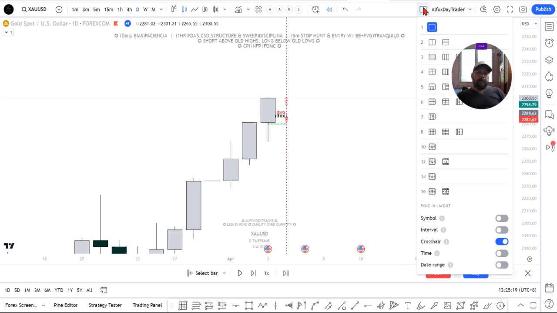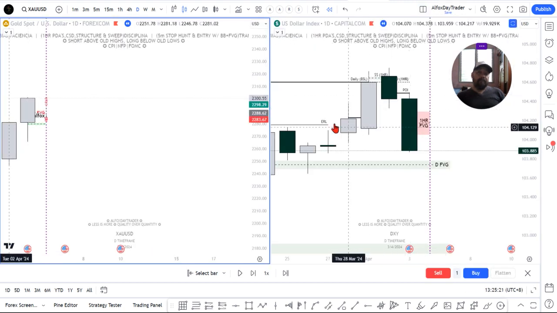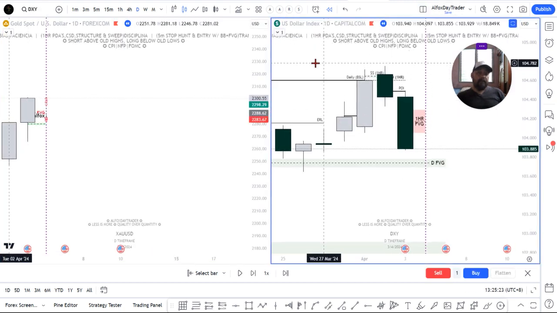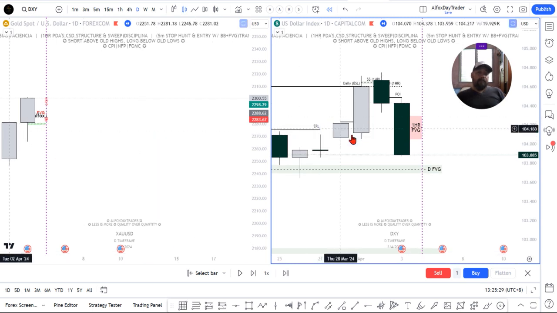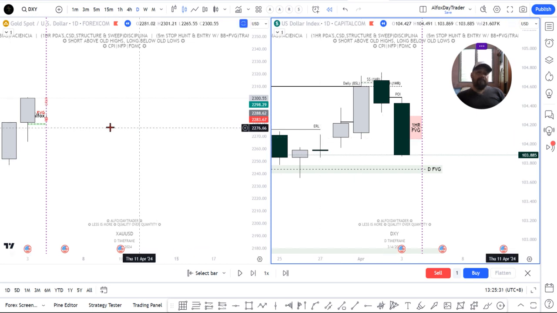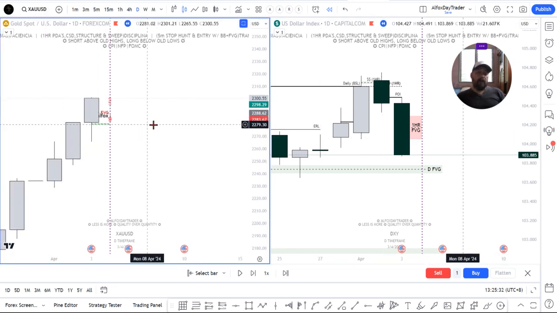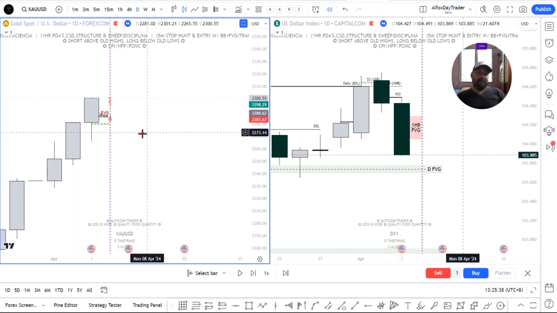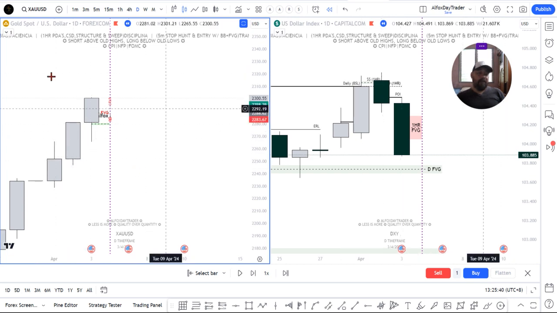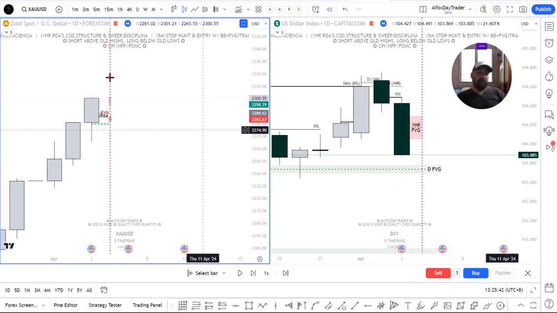So right away I checked US dollar, the DXY, because these two are reversely related. If dollar is going down, then expect gold to go up and vice versa. So as you can see here, the DXY is very bearish. So my bias or my idea for gold to be bullish is a good idea.